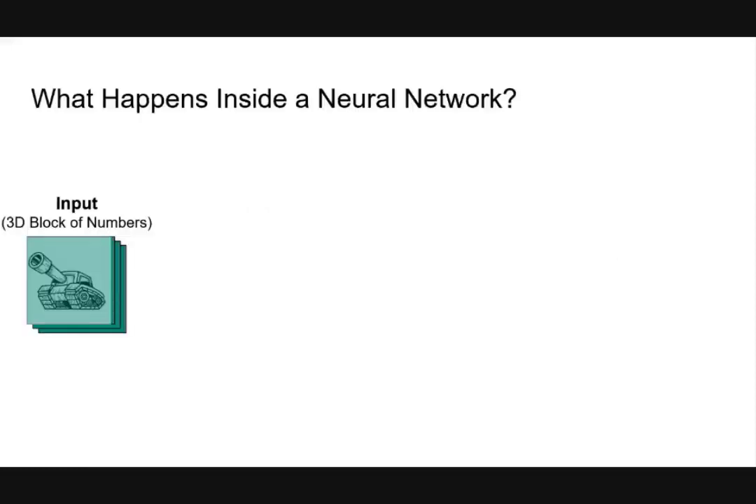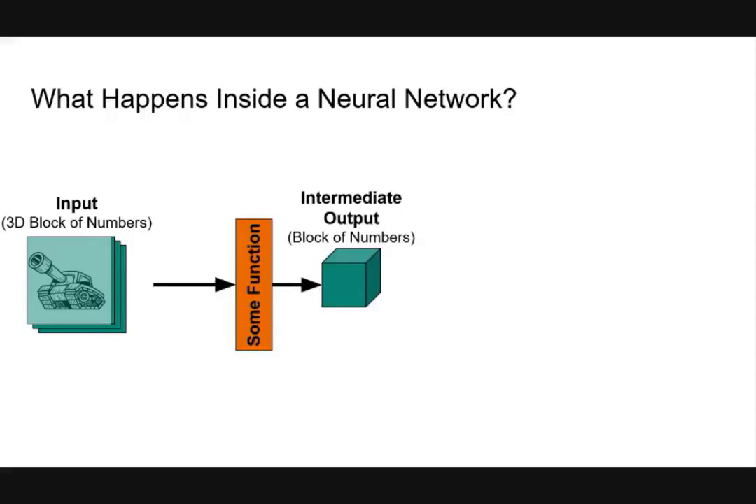So first question is, what's happening inside of a neural network? We want to understand what pruning is, so we have to understand what's going on inside. Every neural network is going to have some input. If you're talking about images, that's a block of numbers. The computer sees it as just a 3D block of numbers. It's going to go through some function and produce some other block of numbers. Doesn't really matter what those are.